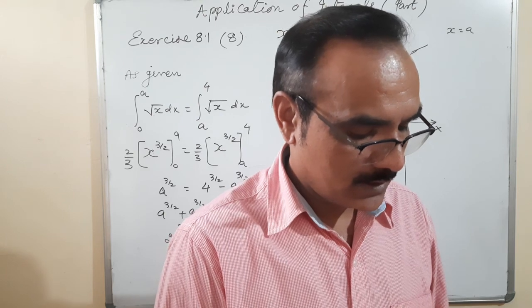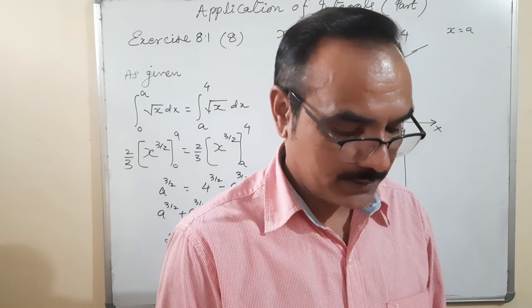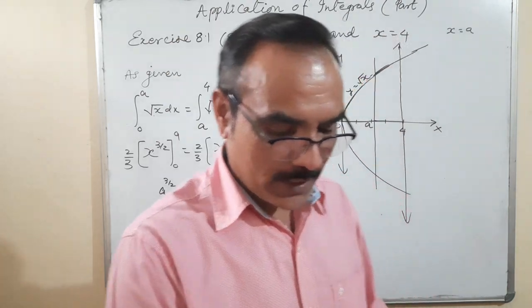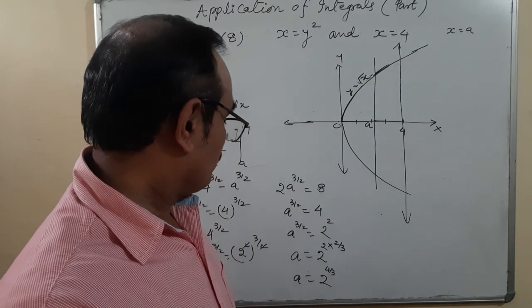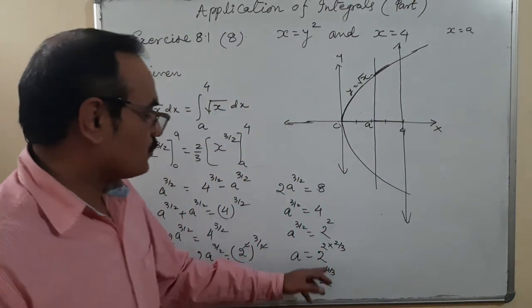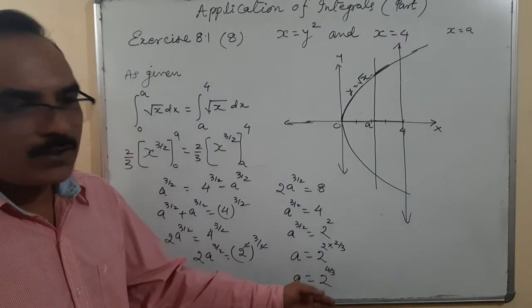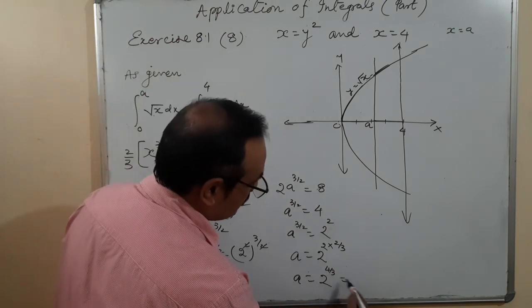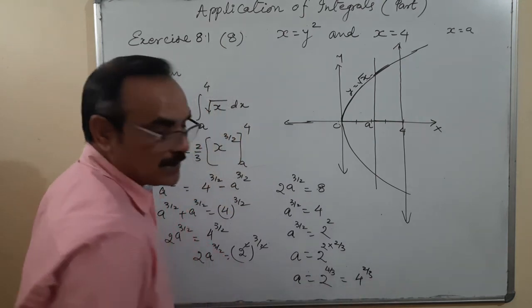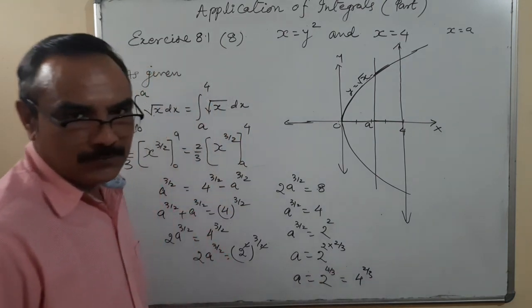Let us see the answer of question number 8. 4 to the power 2 by 3. Same thing. Whether you write here 2 to the power 4 by 3 or 4 to the power 2 by 3. Okay. How is it? If I write 4 to the power 2 by 3 as 2 to the power 2, 4 by 3, same thing. So both the answers are same.